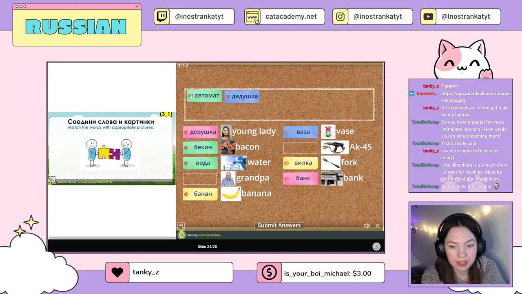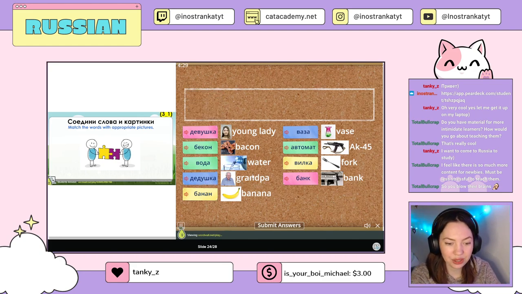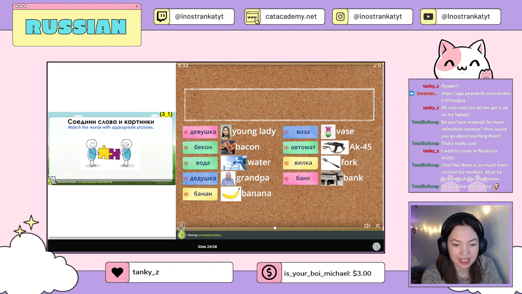Автомат. Автомат. We spoke about it today. AK-45 or a vending machine or any automated machine. Автомат. And the final one has to be... Дедушка. Дедушка. So don't forget to click submit answers to see how many correct answers you got, and also check your time.